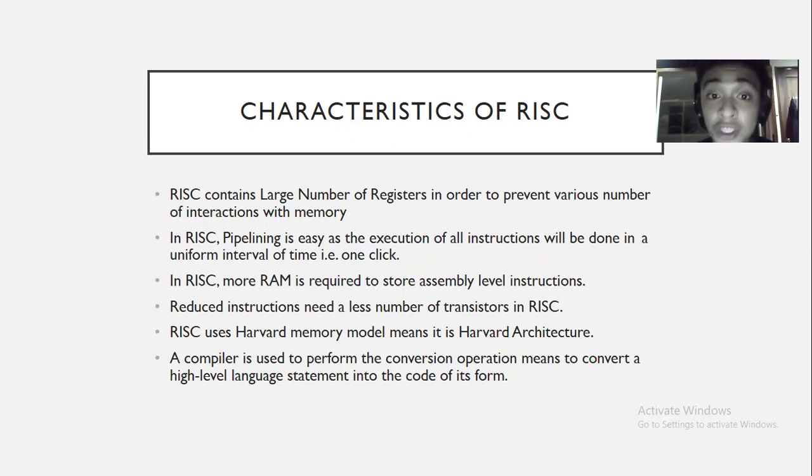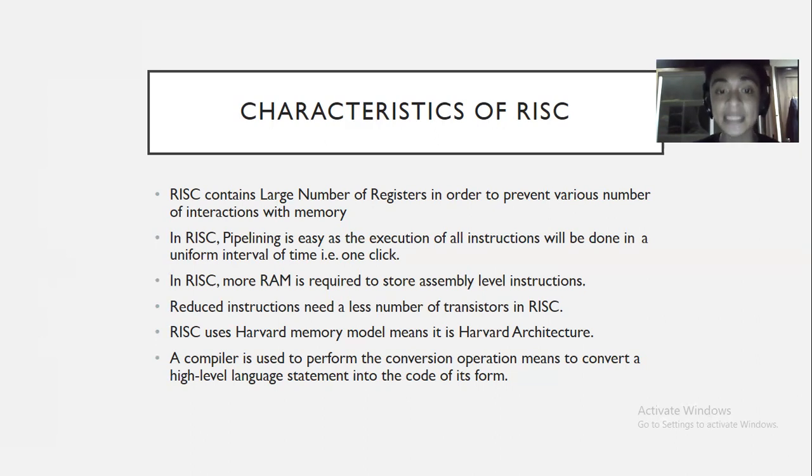RISC contains a large number of registers in order to prevent numerous interactions with memory. So they have more registers compared to CISC. Pipelining is easy as the execution of all instructions will be done in a uniform interval of time, i.e. 1 clock. So this is why pipelining is actually possible in RISC. In RISC, more RAM is required to store assembly level instructions. So it does require a little more RAM.